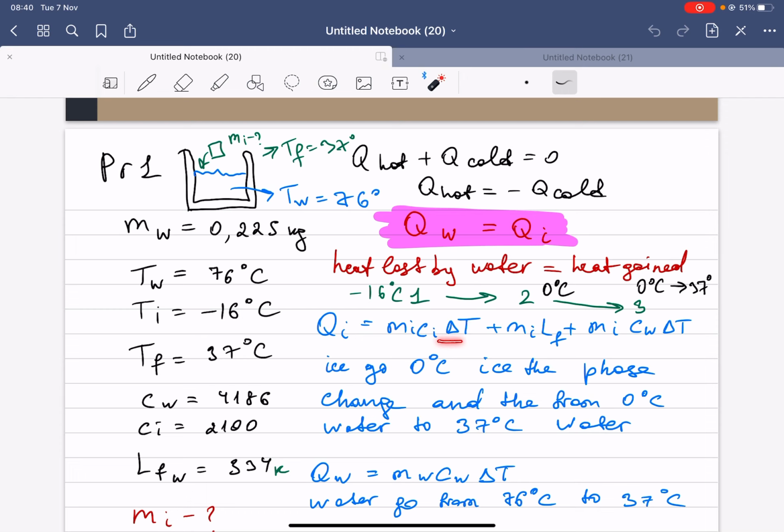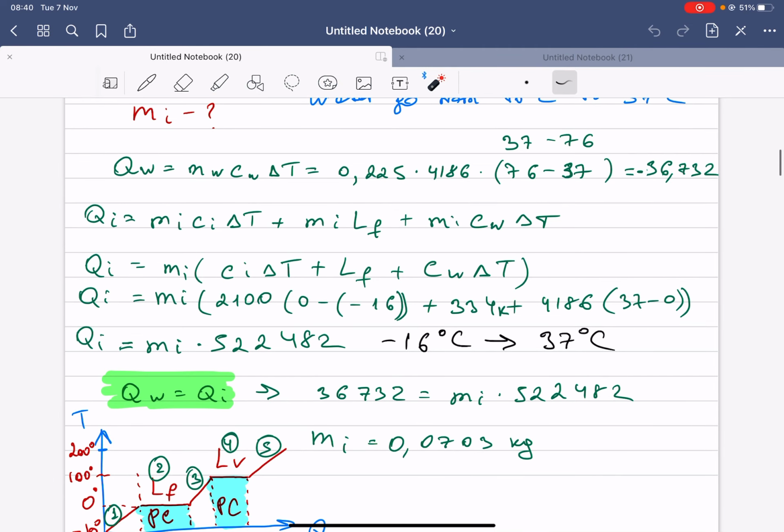So that's it. I just brought the mass of the ice outside the bracket. This is the specific heat of the ice. The change in temperature will be from 0, this 0 is final, and then minus 16, because it started from minus 16. Then we have the latent heat of fusion, which is this one. It's given in kilojoules, so you have to make it 334,000. Then the specific heat of the water, and the final was 37, the initial was 0, so 37 minus 0.